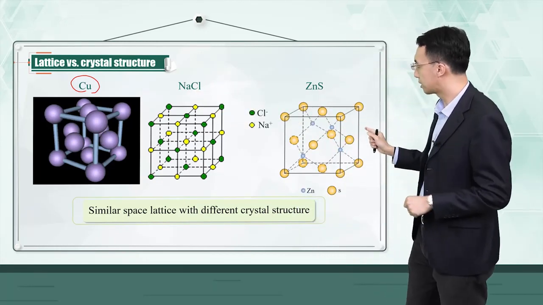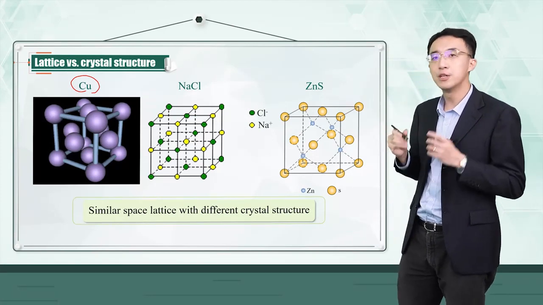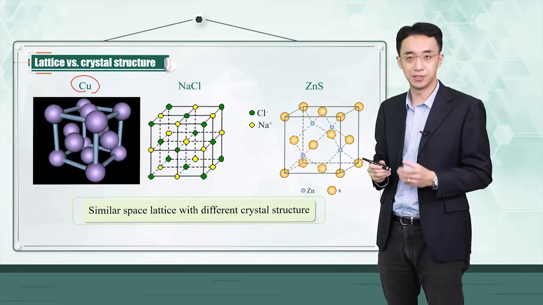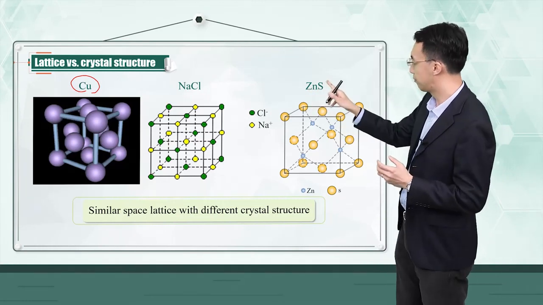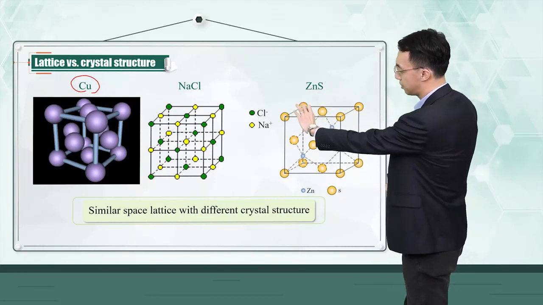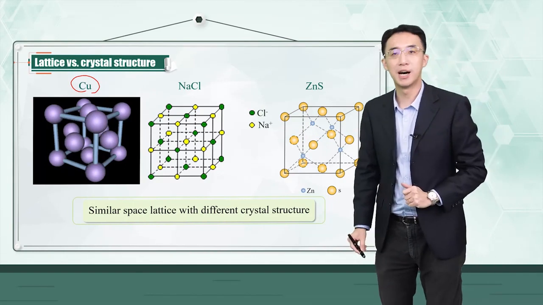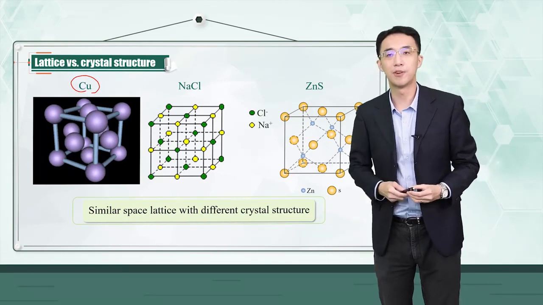A more complex case is the zinc sulfide structure, where you still have 2 FCC lattices, for zinc and for sulfide. But the difference is that the 2 FCC lattices are displaced relative to each other by 1/4 of your body diagonal. So this is a zinc sulfide structure.